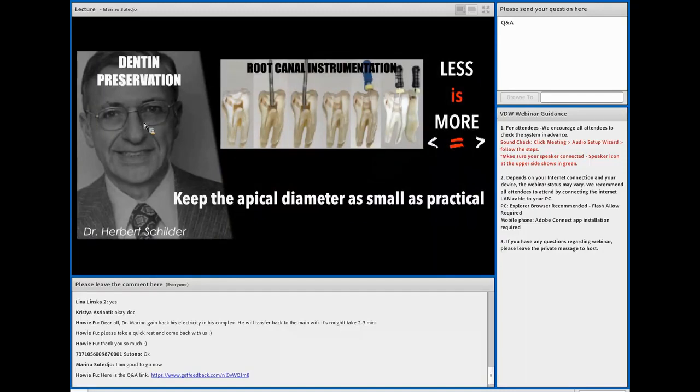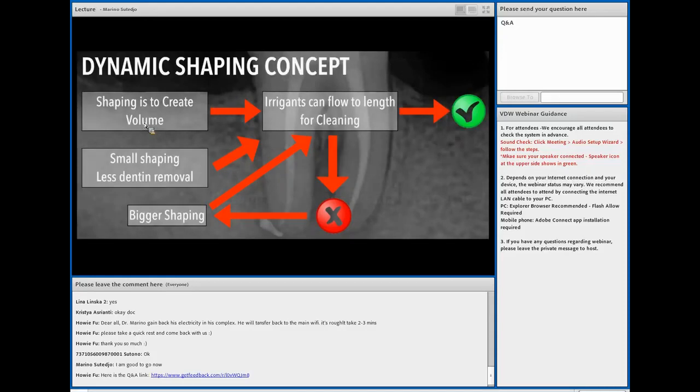So if we are talking about instrumentation in this last SMR concept, Schilder already mentioned back in 1960 that he said, keep your apical diameter as small as practical. Not as small as possible, but as small as practical. So once again, if you are talking about shaping, the same thing as the less is more concept with the access cavity, shaping is also a dynamic concept.